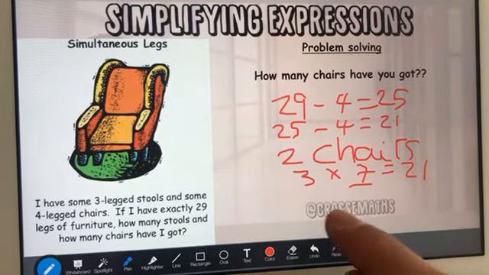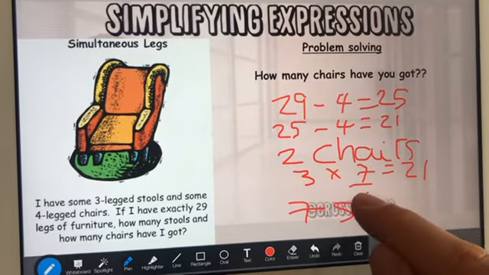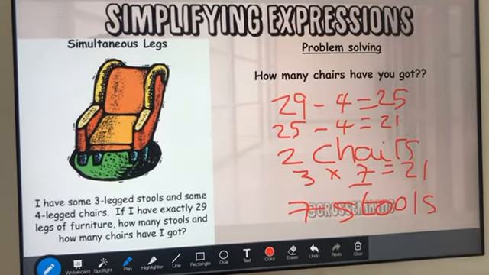So I've got 2 chairs and 7 stools, because 3 times 7 is 21 and 2 times 4 is 8. That adds together to make 29. Guys, well done if you got that correct. That's not an easy question at all.